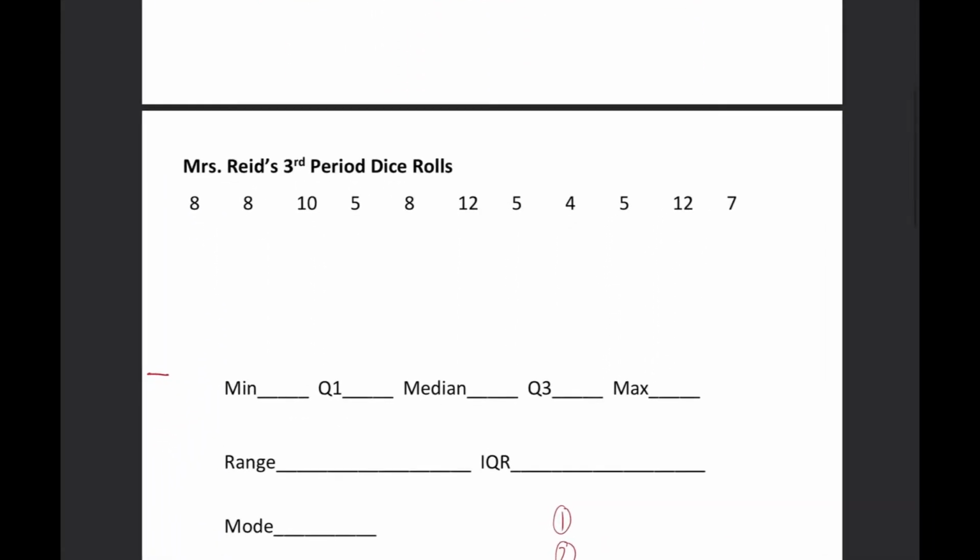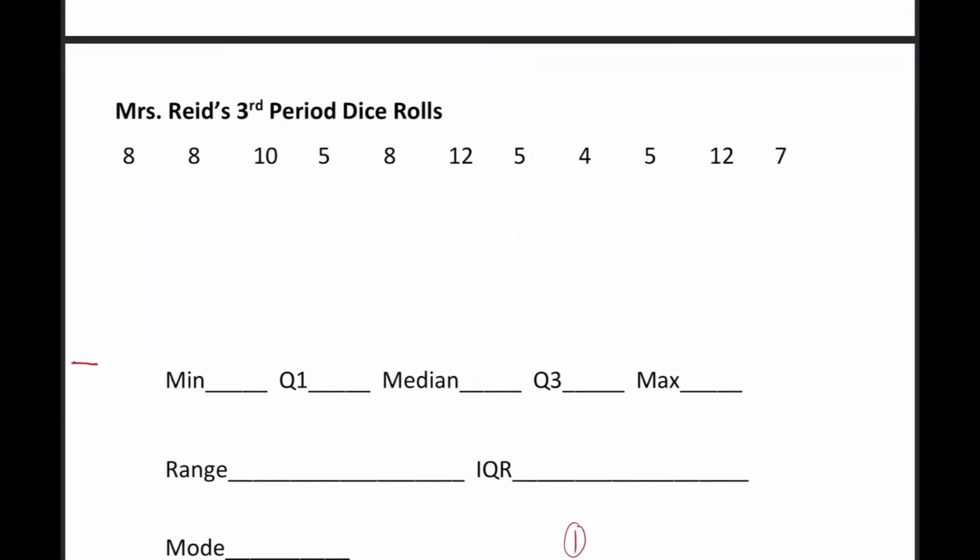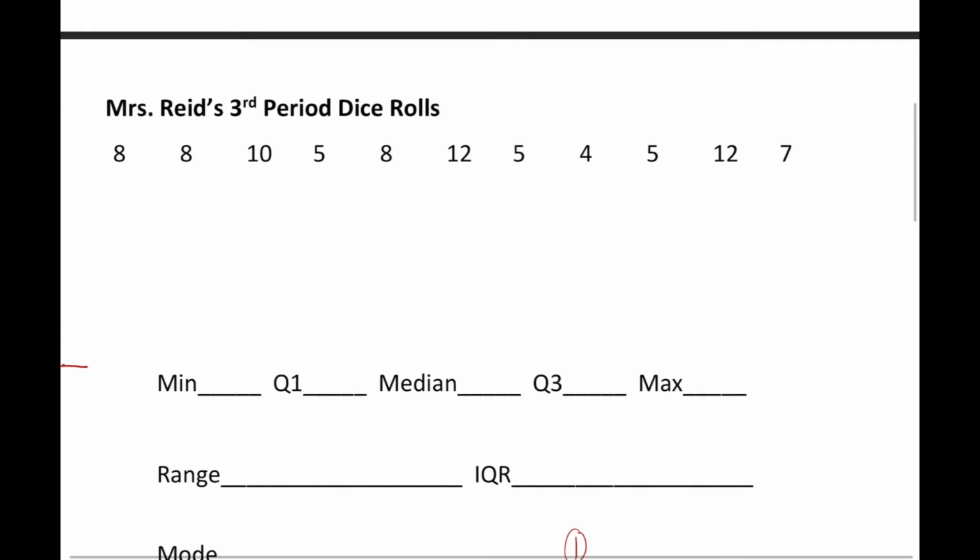All right, moving along. Here is Miss Reed's third period class. These are the dice rolls from her third period class, and these were submitted by students that did the student information survey. The instructions were to roll 2 dice and record the sum. These are the values that were recorded by Miss Reed's third period.